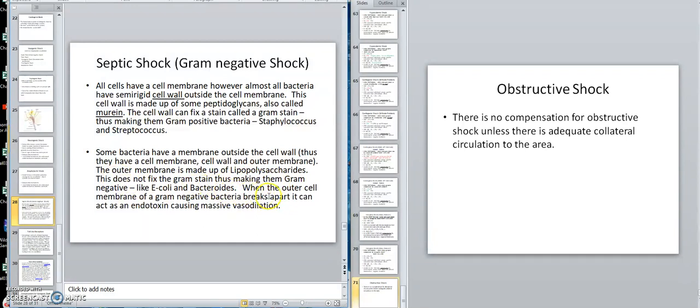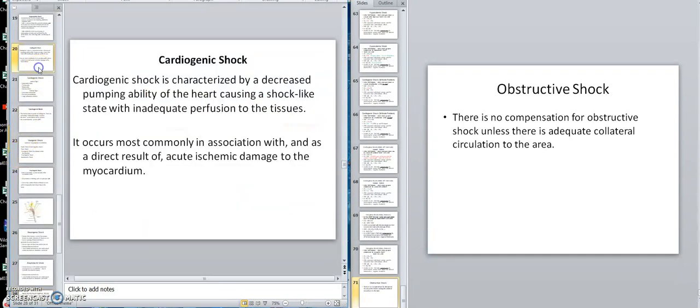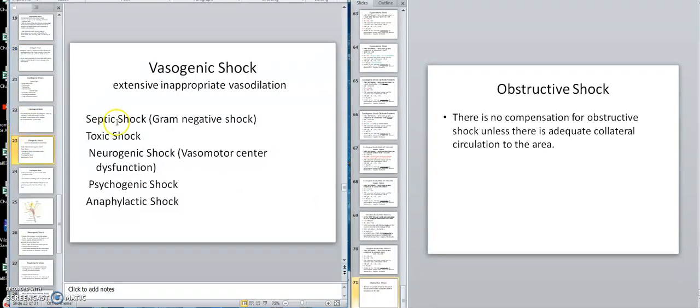coli and Bacteroides. When the outer cell membrane of the gram-negative breaks apart, it can act as an endotoxin, causing major vasodilation. So in gram-negative shock, as long as the bacteria are living, you don't get the shock. But when either your immune system or antibodies kill it, then all of a sudden that membrane starts breaking, and that acts as an endotoxin, which causes massive vasodilation. That's what we call gram-negative shock. Massive vasodilation. Okay, that's septic shock or gram-negative.